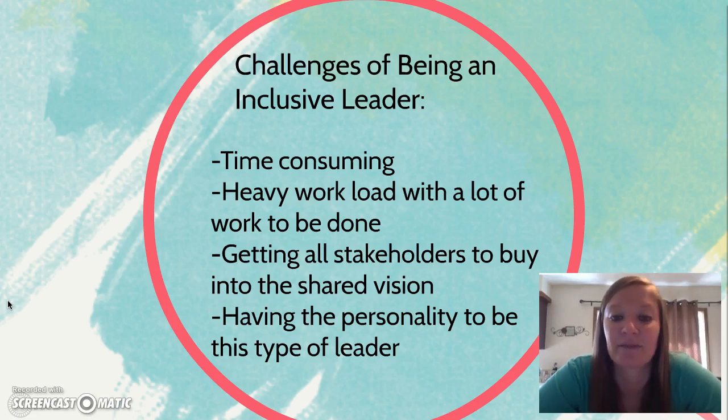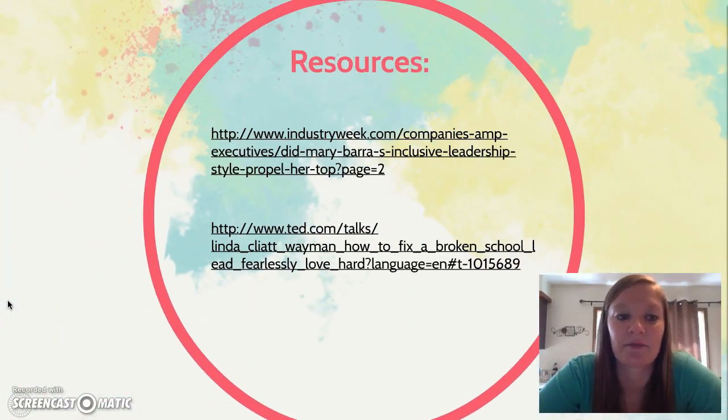And finally, having the personality to be this type of leader. Not everybody can be an inclusive leader, so it's important to make sure that you have the characteristics to do so. And these are my resources.